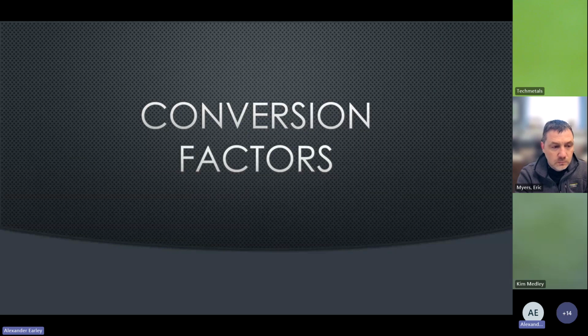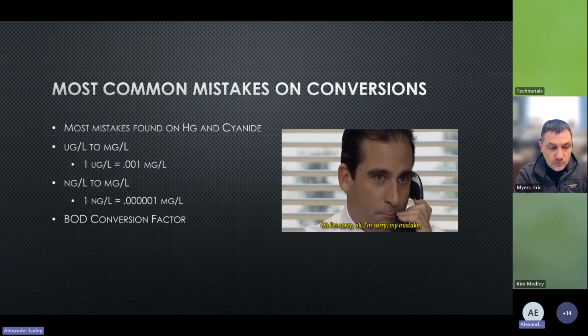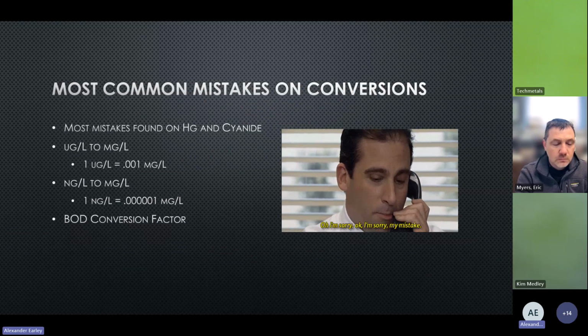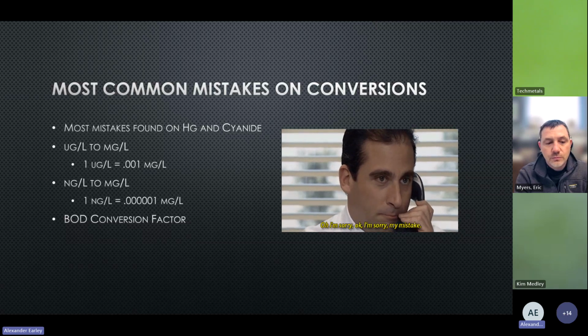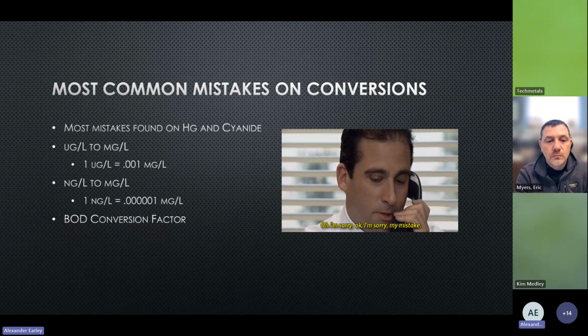So conversion factors. I kind of touched on this a little bit. The most common mistakes that we see are found on mercury and cyanide, because most of the instrumentation in the lab can go down to nanograms and micrograms. Contract labs will report those down to extremely small values. So as you're looking through there and you get micrograms or nanograms on your cyanide or mercury, you have to make sure you convert that to milligrams per liter.